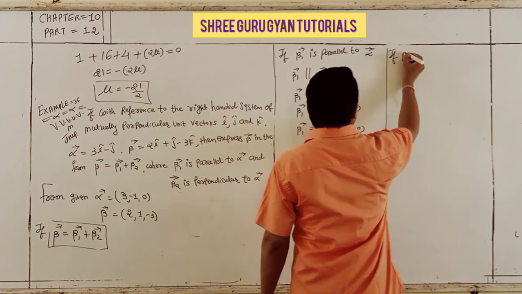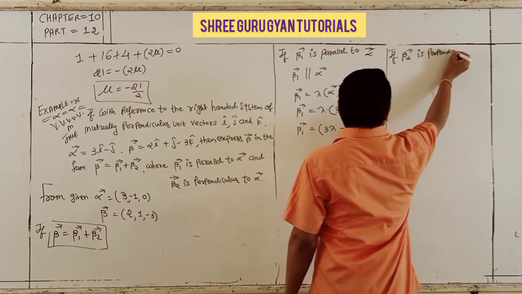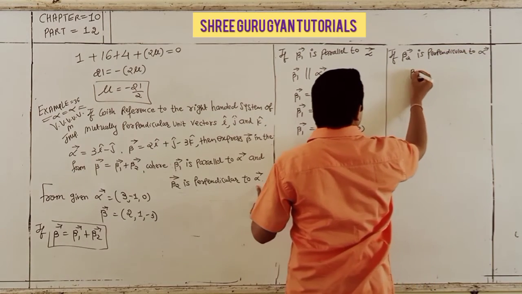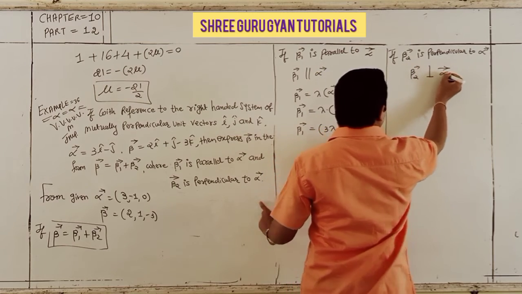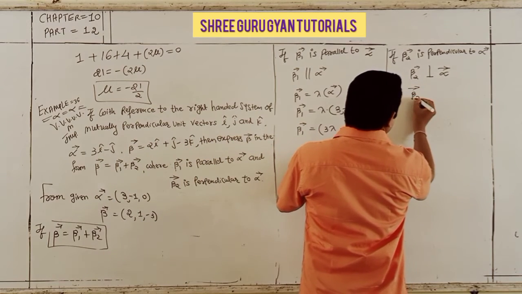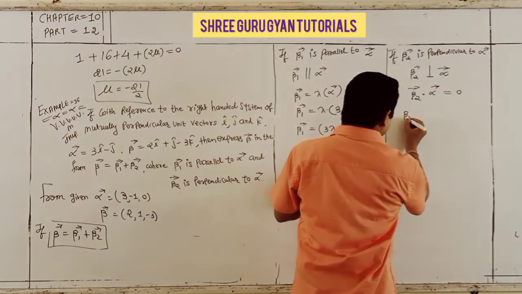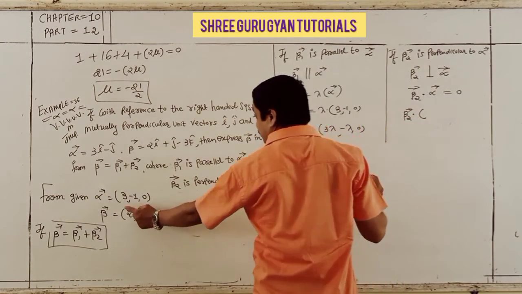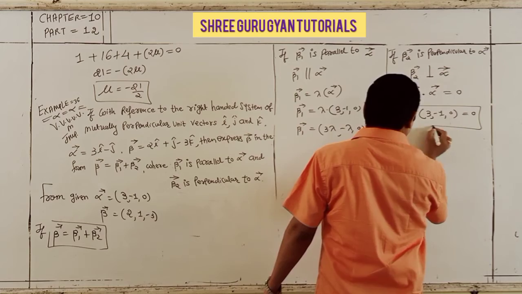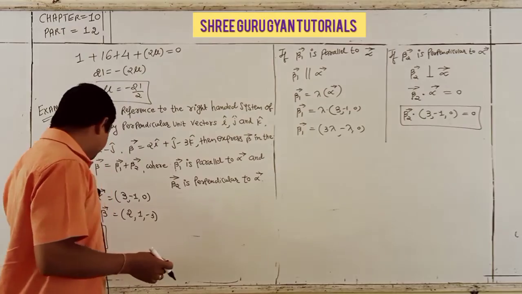Now I will take perpendicular. Now continue. If beta 2 is perpendicular to alpha, then the dot product is 0. So students, beta 2 dot alpha is equal to 0. Beta 2 is unknown, but alpha is known. What's alpha, students? 3, minus 1, 0. Here you also stop. Now wait, I will find out beta 2 from these equations.